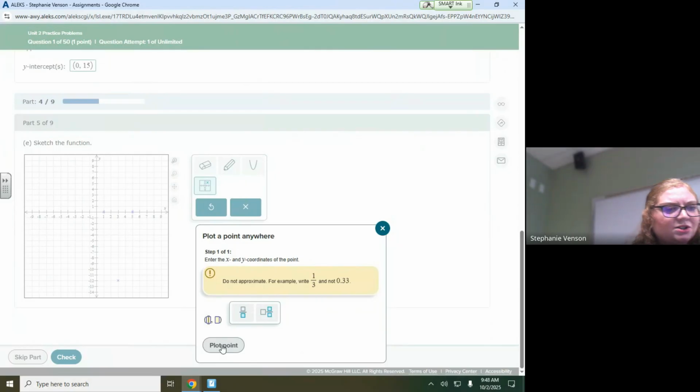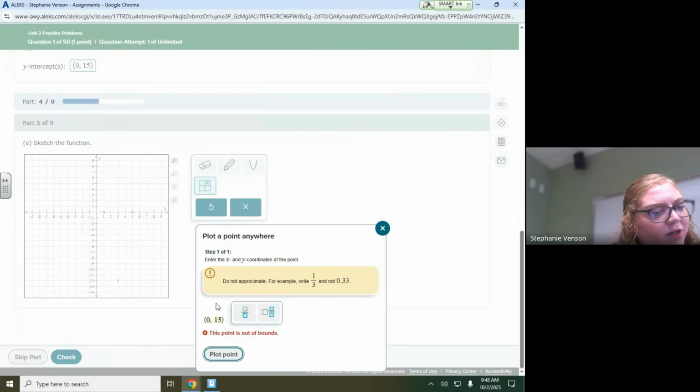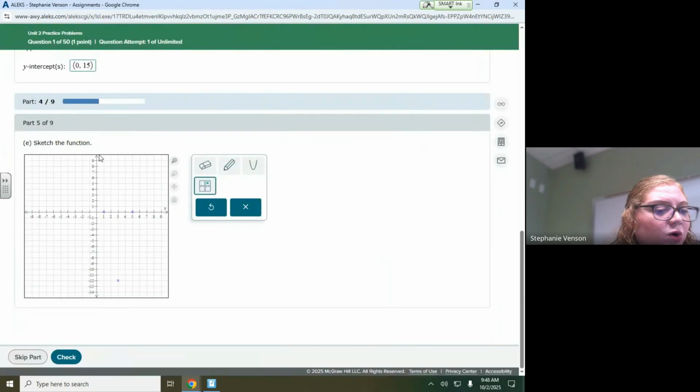Okay, so I have my 2 x-intercepts, and then I can still see the y-intercept. It was 0, 15. Oh, it won't let me plot that one. That's okay. It's only going to let you plot what you can see on the axes, so that's fine. It just means I won't be able to see it crossing the y-axis. But I do have enough points, so I plotted my points, and now I'm going to click the parabola tool, and I'm going to follow the directions that the red writing is giving me.